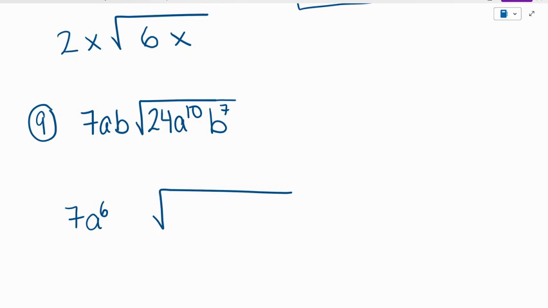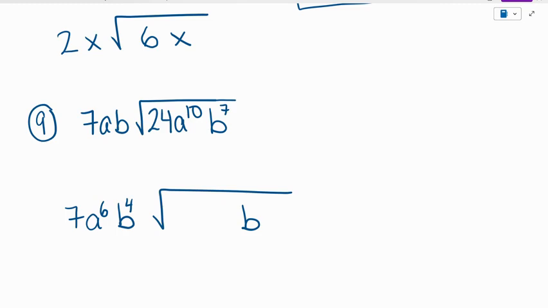And now b to the 7th will become, well, 2 goes into 7 3 times, right? So 3 b's are getting taken out. But there's already a b on the outside, which makes it four b's on the outside, and there will be one b left on the inside. Are there any a's left on the inside? No.